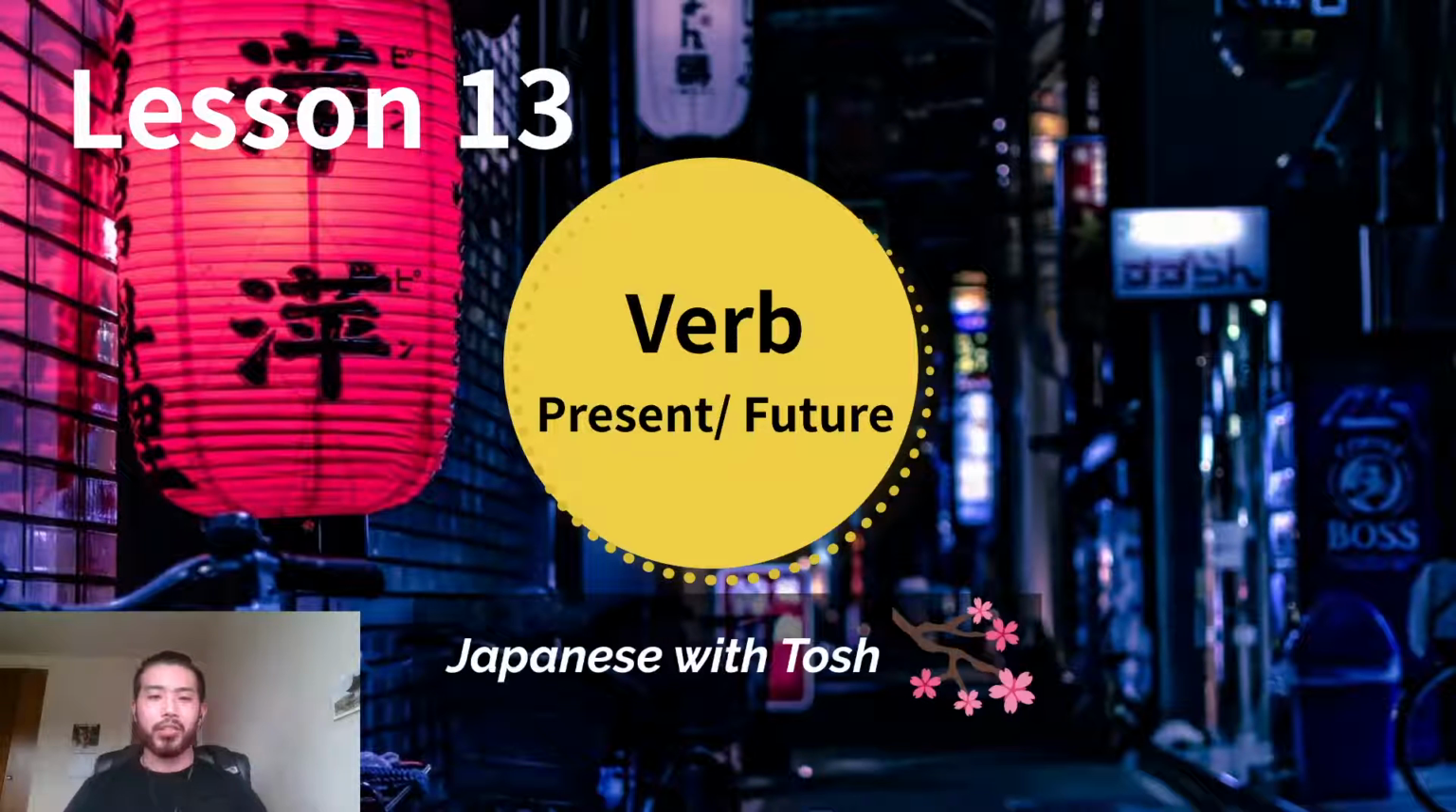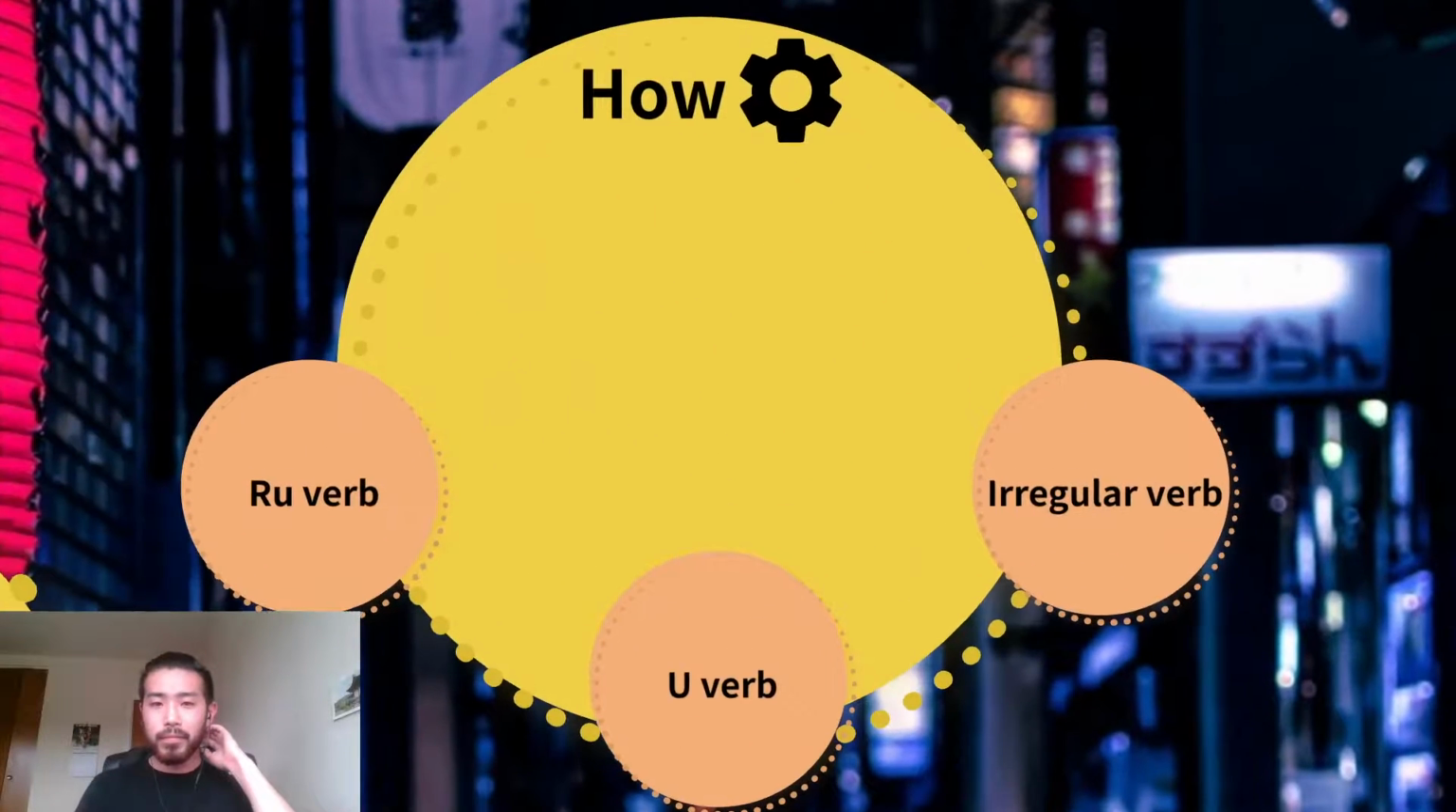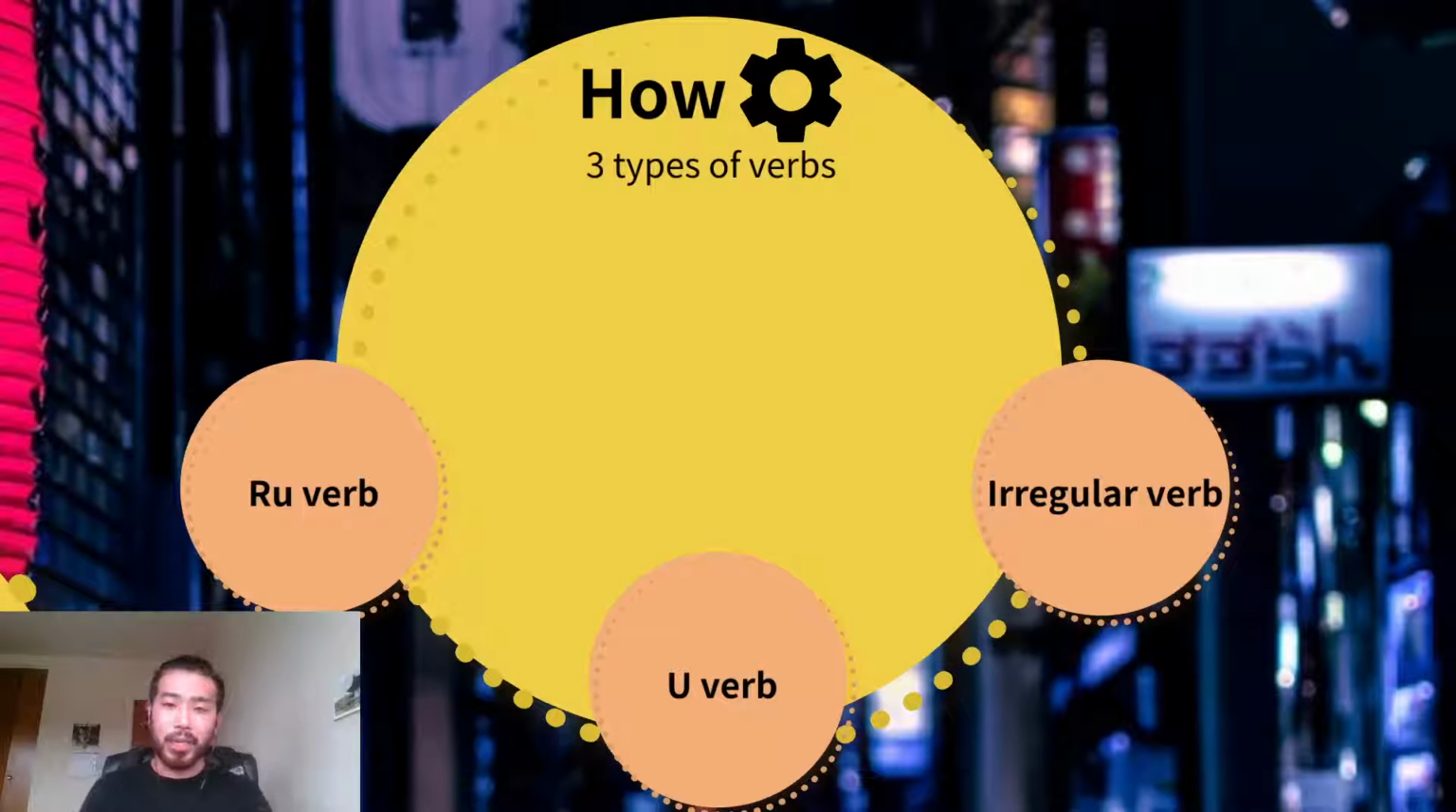Today I'm going to be talking about verb conjugation in Japanese, present tense and future tense. Let's get into it. So how do we conjugate verbs in Japanese present tense? There are actually three types of verbs in Japanese: ru verbs, u verbs, and irregular verbs. Each of them has a different conjugation, so I'm going to explain one by one today.